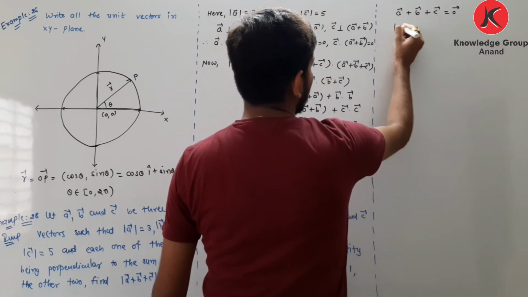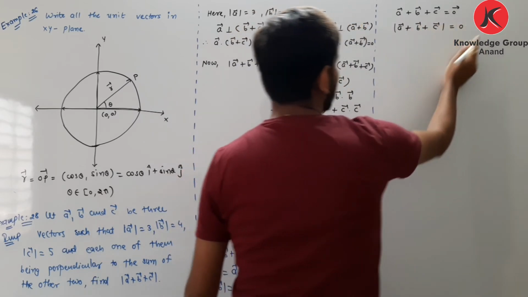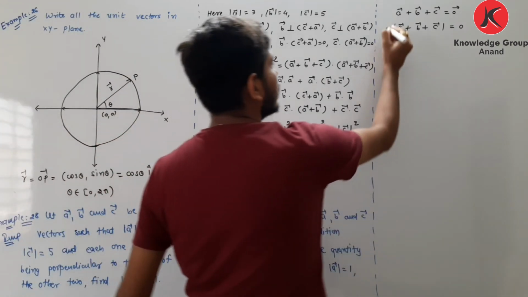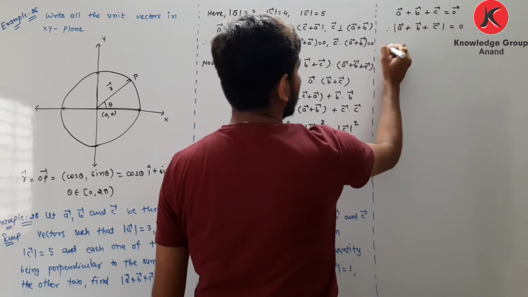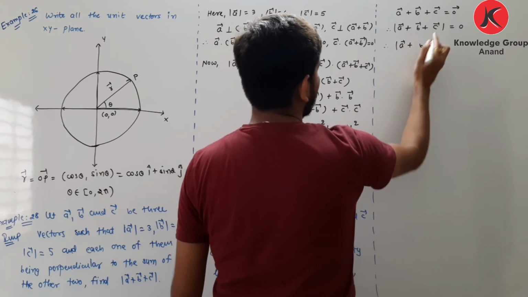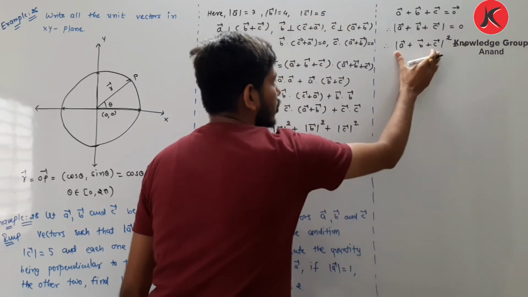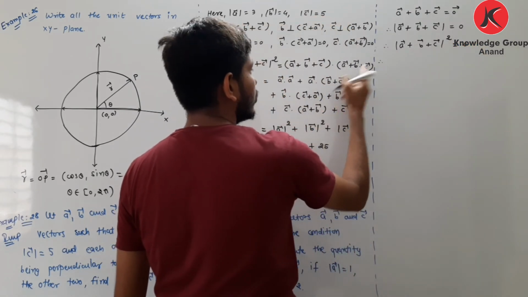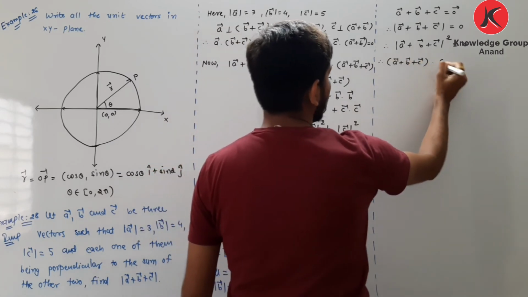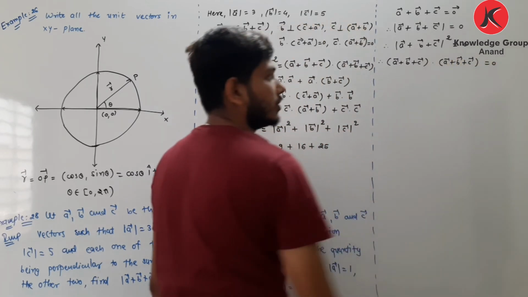If I take the modulus on both sides, meaning the magnitude of this vector, then I will get magnitude of A bar plus B bar plus C bar equals 0. Magnitude of 0 vector is 0. Now I am taking the square on both sides: magnitude of A bar plus B bar plus C bar whole square equals 0. What do you mean by this? We know that this is equal to A bar plus B bar plus C bar dot A bar plus B bar plus C bar, which equals 0 here.